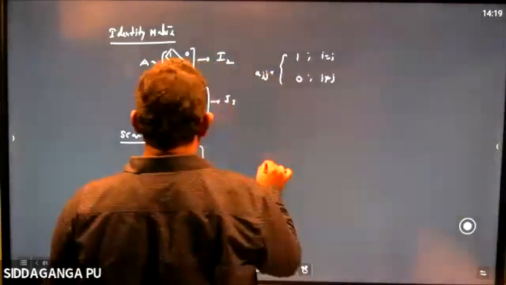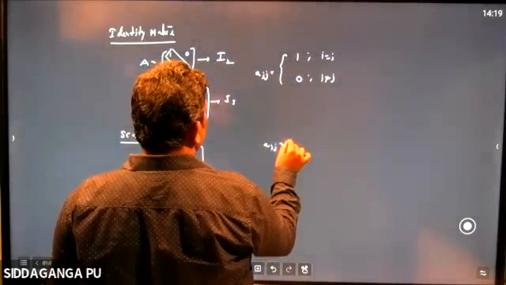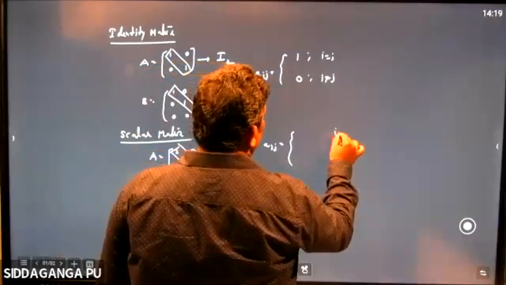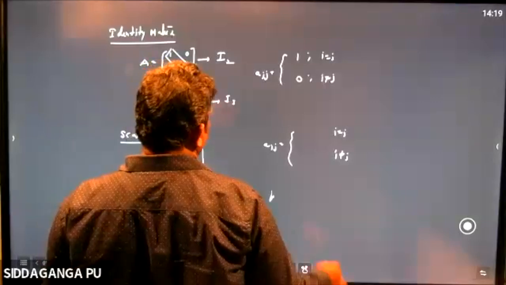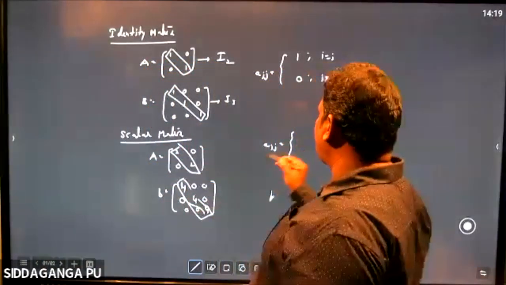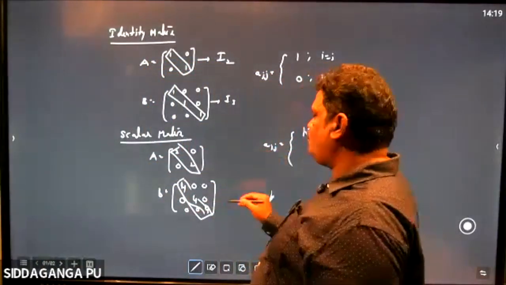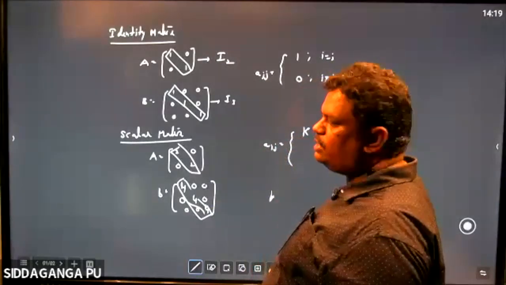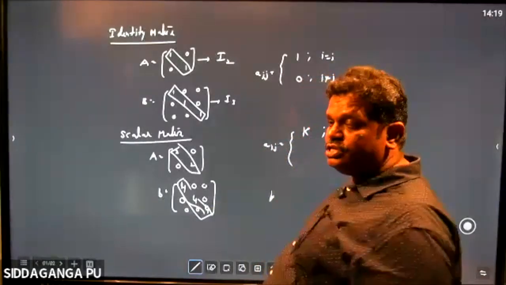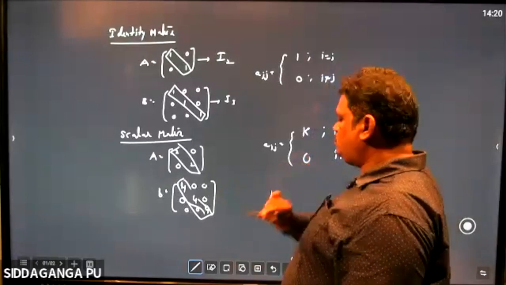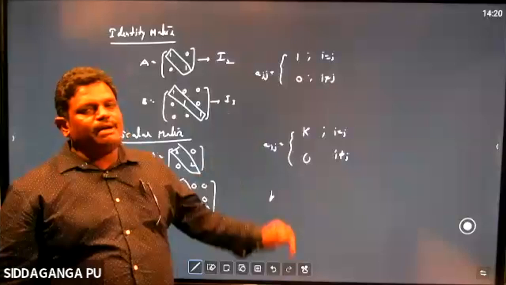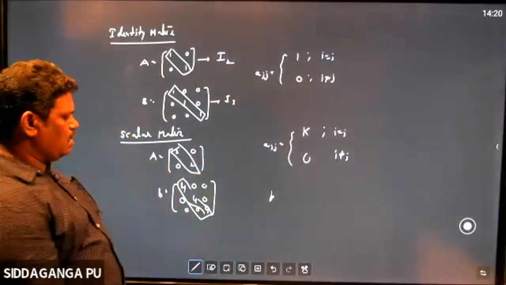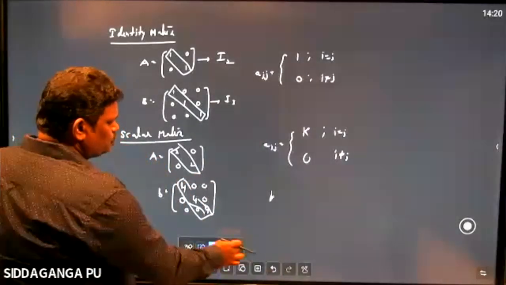And for the scalar matrix, we can define the notation form here too: i equal to j, and i not equal to j. i equal to j means always a constant, not only 2, not only 4, some constant value, so I consider it as k. i not equal to j means outside of the diagonal, the value is 0. So this is the notation form of the definition of identity matrix and scalar matrix. This is the main definition, depending on the principal diagonal.